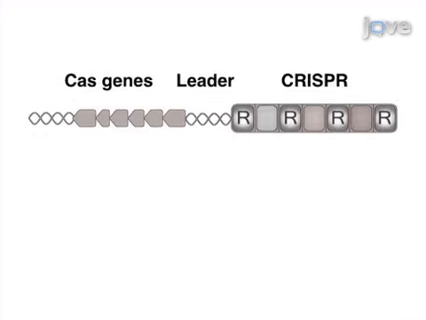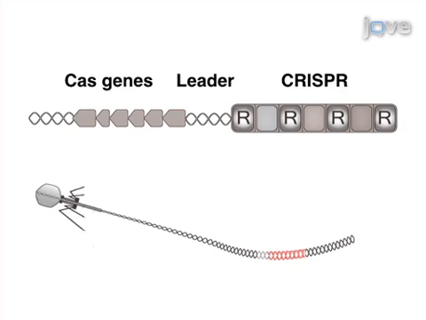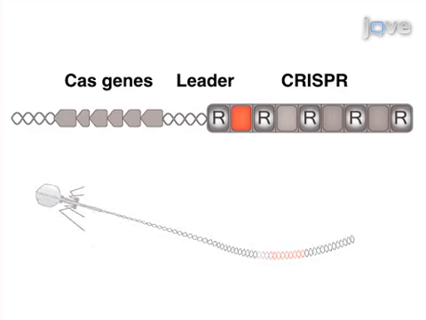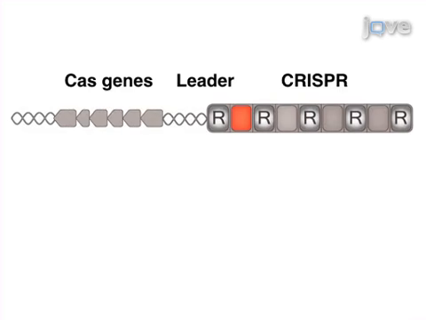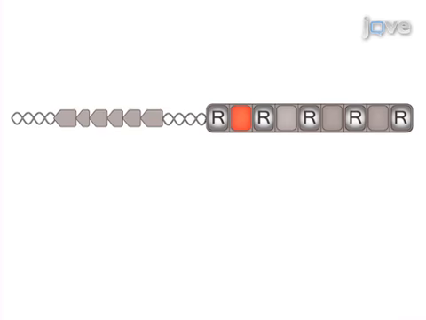In bacteria and archaea CRISPR immune systems, a viral DNA sequence called a protospacer can be inserted between 2 repeat elements in a growing CRISPR cluster in a process called adaptation. Next, the entire CRISPR cluster is transcribed.